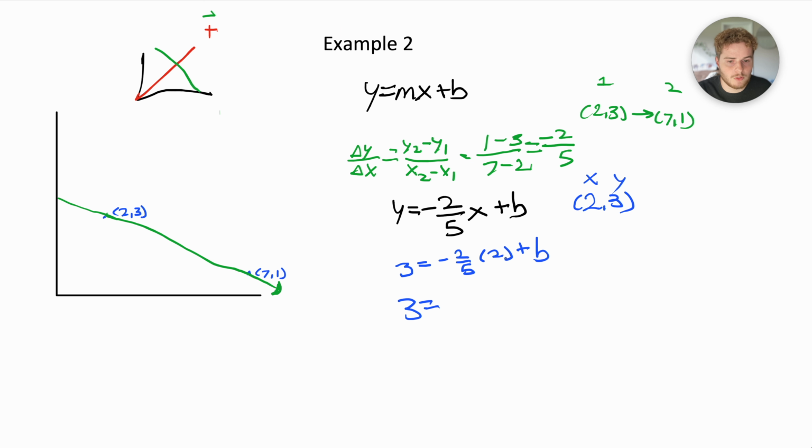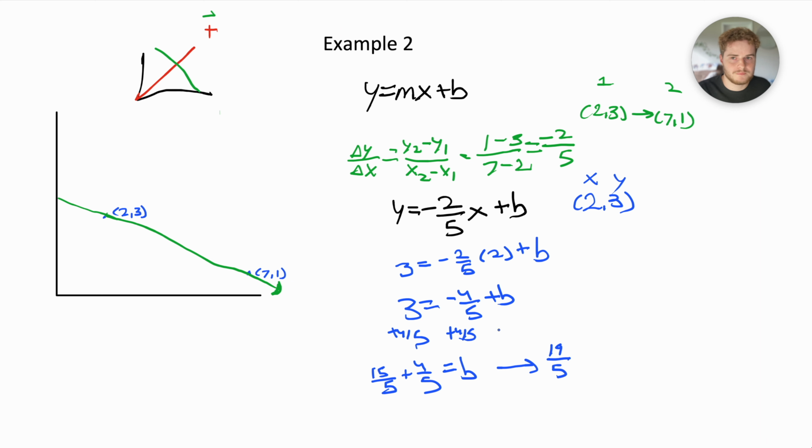3 equals negative 2 over 5 times 2, which is negative 4 over 5. Then we still don't know b. To get negative 4 over 5 to the other side, because we want b to be by itself, we're going to add plus 4 over 5. And here we got a little bit of a fraction issue, but that's no problem. Let's say 3 is equal to 15 over 5, so we have the same fraction. And we're going to be adding 4 over 5. And what that is going to lead us to is a b value of 19 over 5.